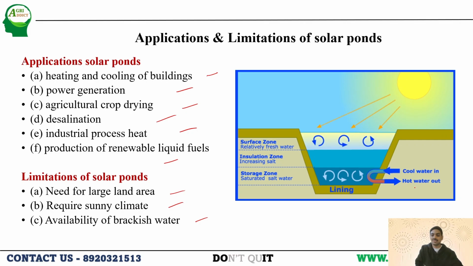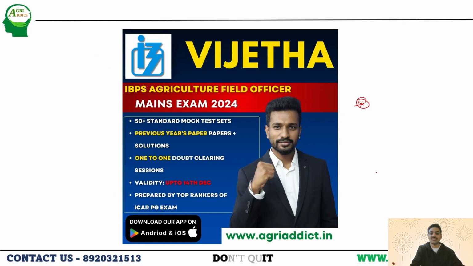See, this is a diagram. Hot water out, cool water in. There will be some lining. Here is the saturated salt water. This creates density and makes the water remain in the lower layer and trap the heat, and it will not move from there.